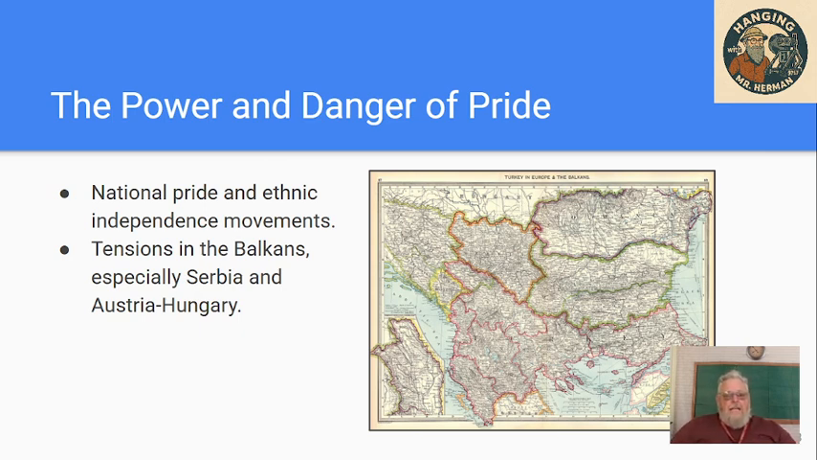Nationalism is intense pride for your country, or in some cases, your ethnic group. Across Europe, nations were fired up about their own greatness. In places like Germany and France, nationalism fueled competition. In the Balkans, though, it was about independence. Slavic groups like the Serbs wanted out from under foreign control, especially from Austria Hungary. This made the Balkans a powder keg just waiting to spark.